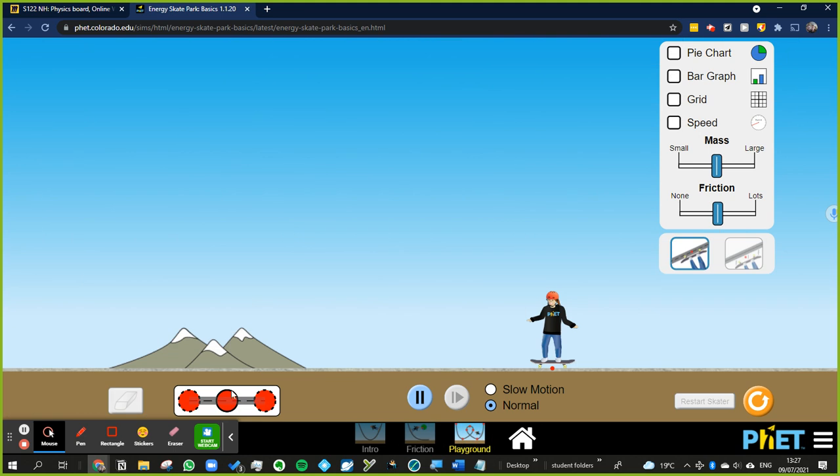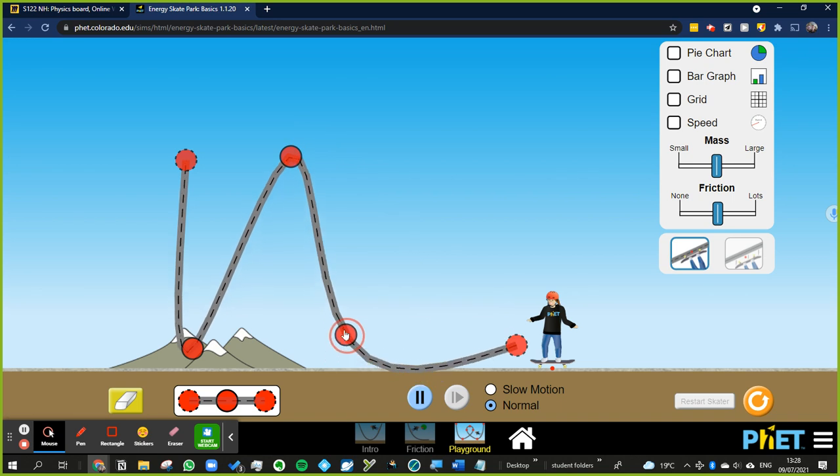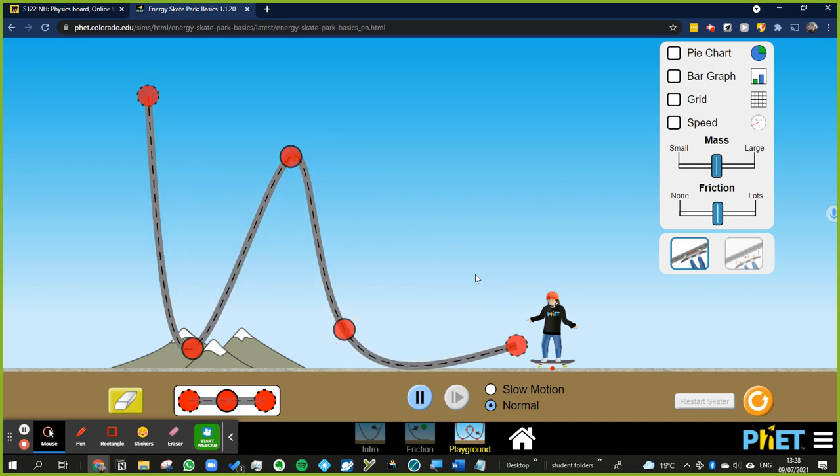You also have a playground feature here, which some people quite like. So you can make your own little ramp. I guess these connect together like that, and yeah, we can experiment and see what's going to happen there. Not sure what this feature does.